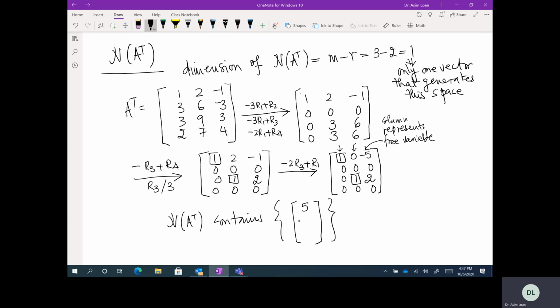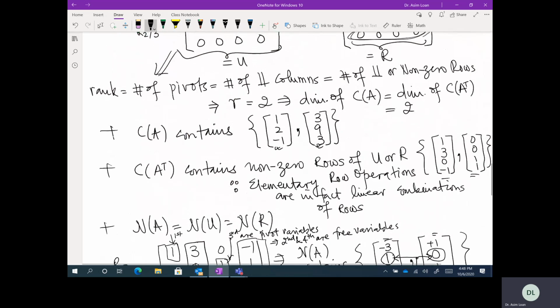So this becomes 5, this becomes minus 2, and this becomes 1, because this equation gives x1 minus 5x3 equals 0, and this equation gives x2 plus 2x3 equals 0, and obviously x3 equals x3. So this is the free variable x3. If this is the free variable, this is minus 2x3, this is plus 5x3, and we can check if we have 5, minus 2 and 1.